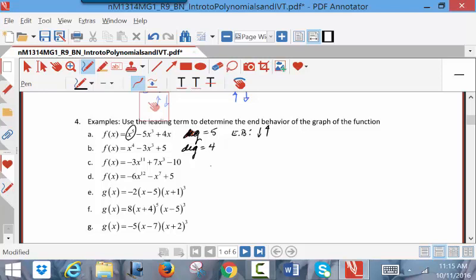A fourth degree polynomial. It's a positive fourth degree polynomial. So what is its end behavior? Think of x squared. Up, up. Just like x squared. It's an even degree polynomial.